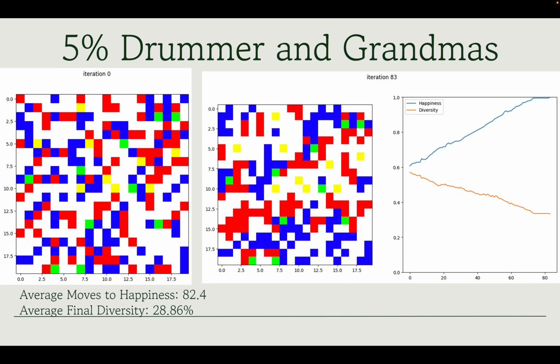Finally, we have a mix of 5% grannies and 5% drummers. While the average moves to happiness is pretty close to our initial condition at 82.4, our diversity is about 20% higher. Drummers are still creating pockets of space in the grid, but grandmas are mediating some of the segregation.